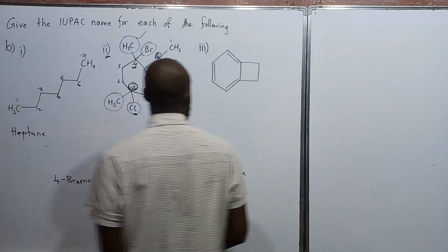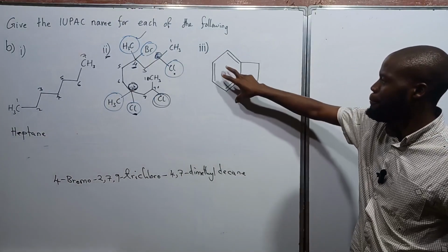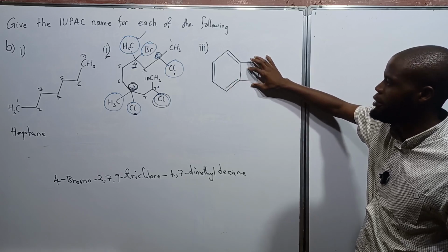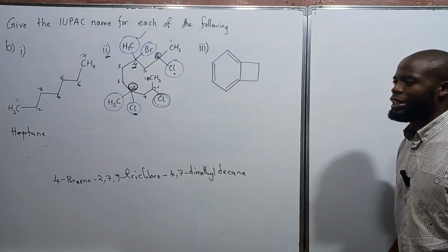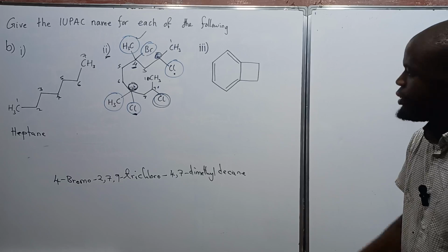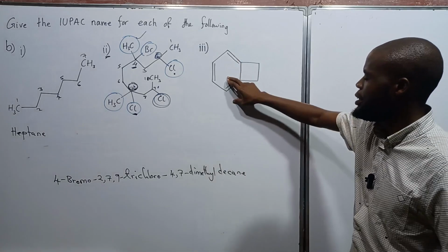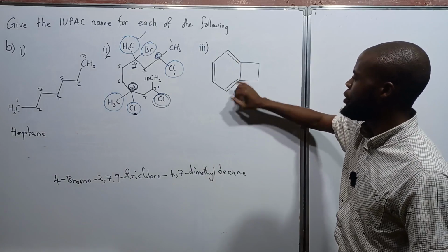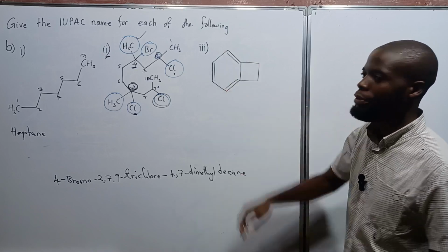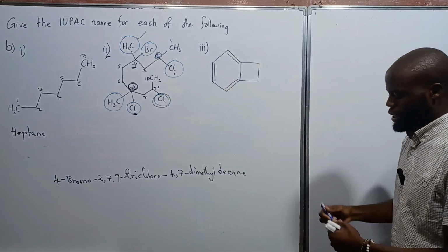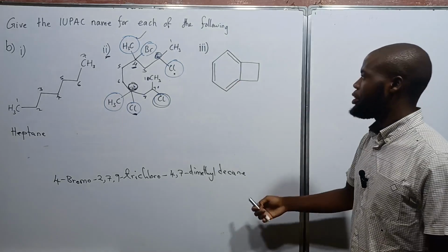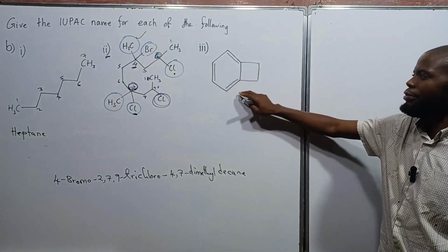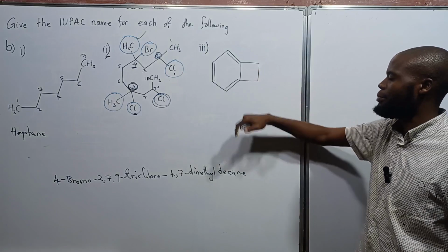The organic compound that we have is a benzene ring that is fused with a cyclobutane. A benzene is just an aromatic compound containing 6 carbons with 3 double bonds inside. According to the rules for naming these organic compounds, we need to identify the parent name. The parent name is the one having the highest number of carbons.